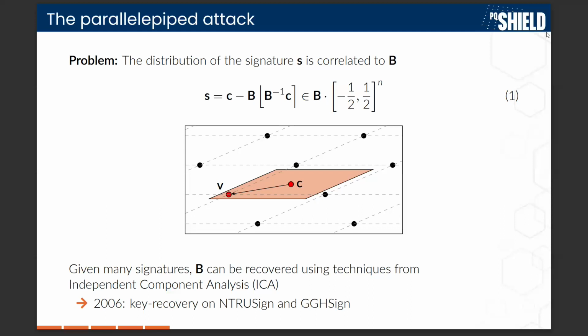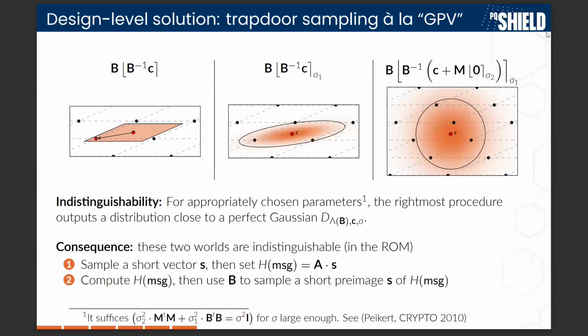And given many signatures, not that many actually, but given enough signatures, the entire basis can be reconstructed using what's called independent component analysis. Right, so it completely recovers the secret key from these early attempts. So the design level solution that followed a few years later from GPV is to introduce some randomization into the generation of the signature. So instead of just rounding off B inverse times C to the nearest integers, we instead imagine rounding off to some nearby integers chosen at random from an appropriate distribution.